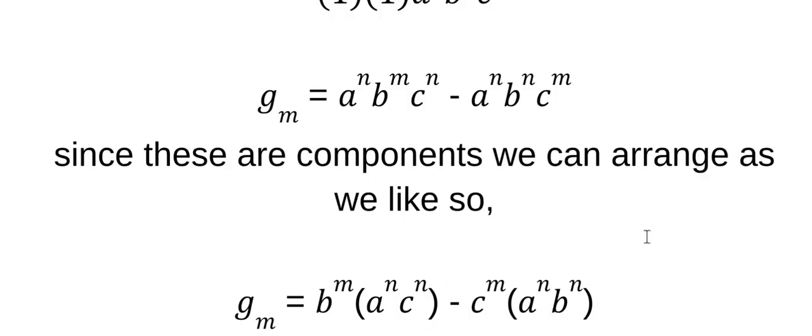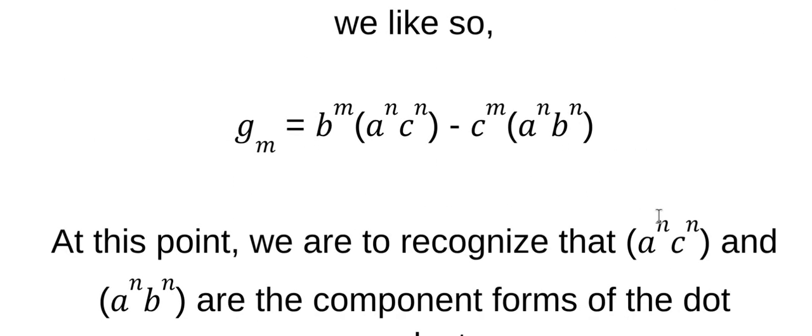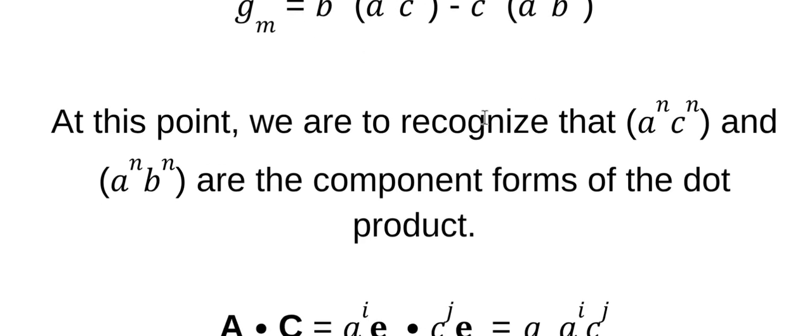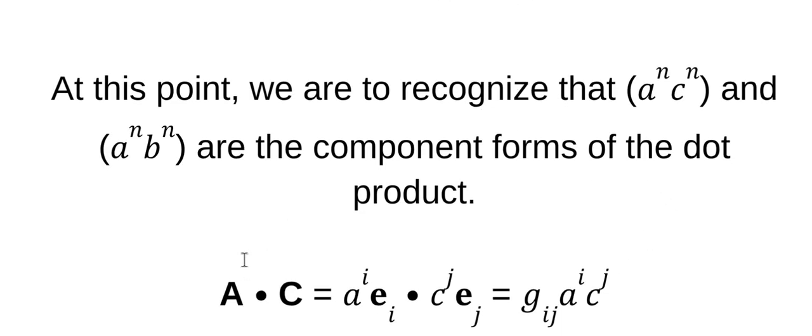Okay, now here comes, it's not a trick, it's just confusing. At this point, we are to recognize that this and this are component forms of the dot product. Because I always think in generalized coordinates, I said, no, that's not actually true. Let's investigate what they're talking about here. Okay, so let's take a vector A and C, which has these linear components, right? Well, when you do the dot product, you know this turns out to be the metric tensor times the components.